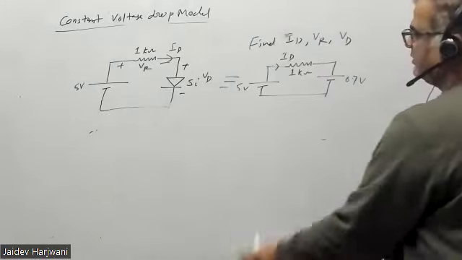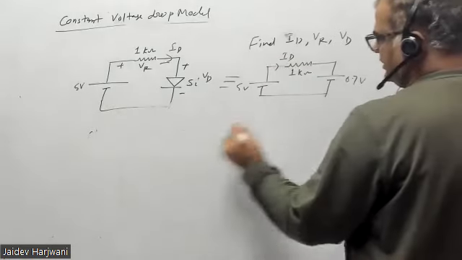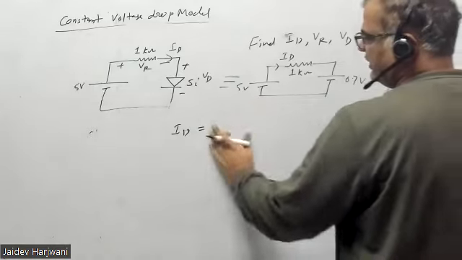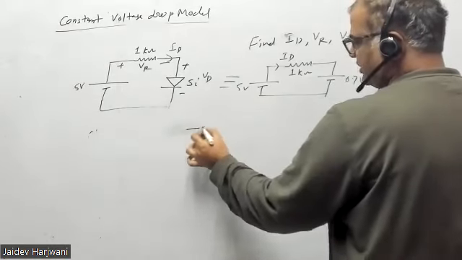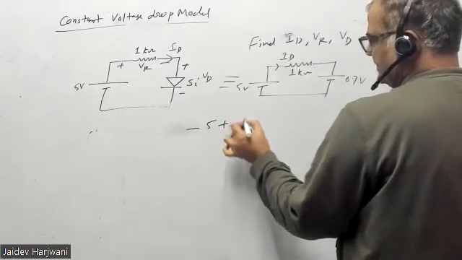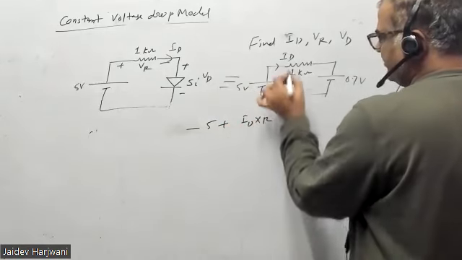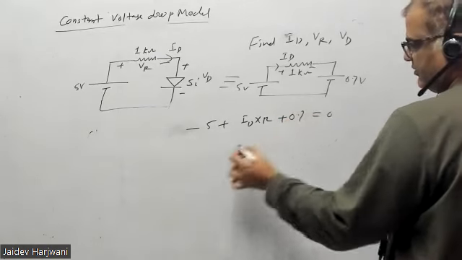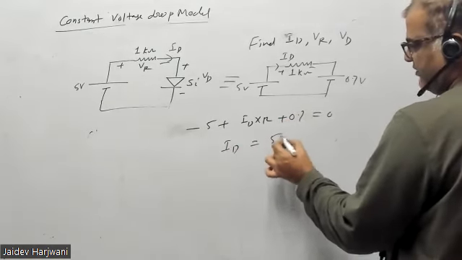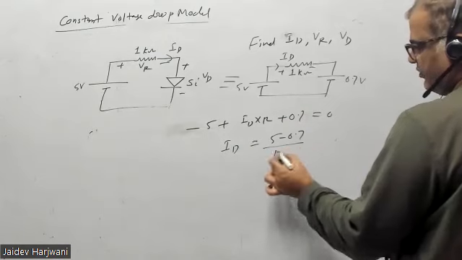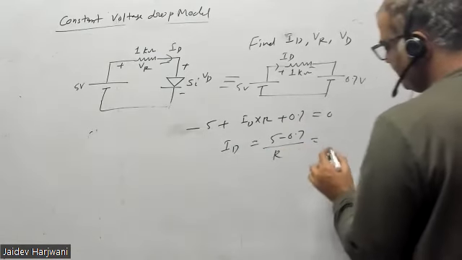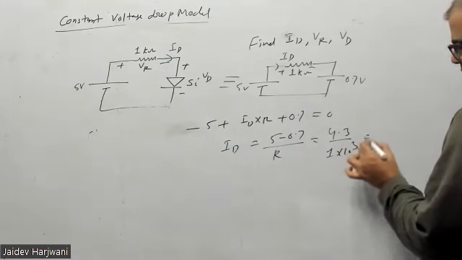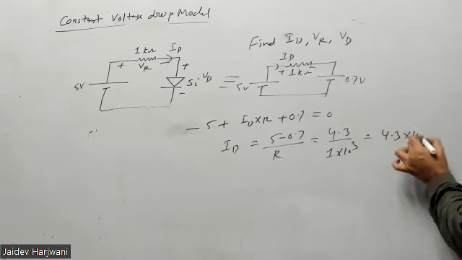So what I can do now, because BR 4.3 आ रहा है. So ID how much will come? ID will come if you write a KVL. Okay, KVL how do you write? Don't forget this: -5 plus ID into R, the voltage drop is here, plus 0.7 equals 0. So ID will be (5 minus 0.7) upon R. Okay, R is 1 kilo ohm. This is 4.3, R is 1 kilo ohm. This is 4.3 milliampere.